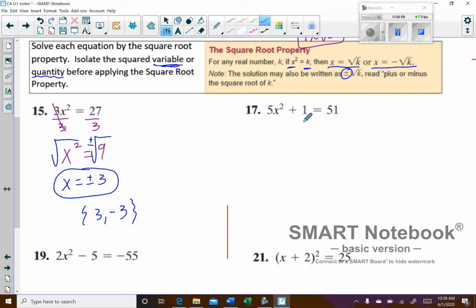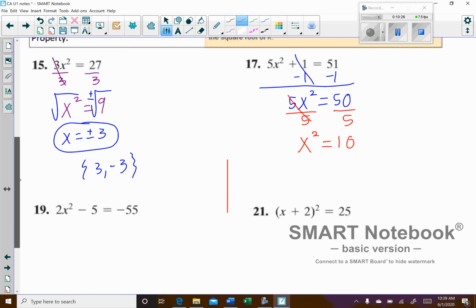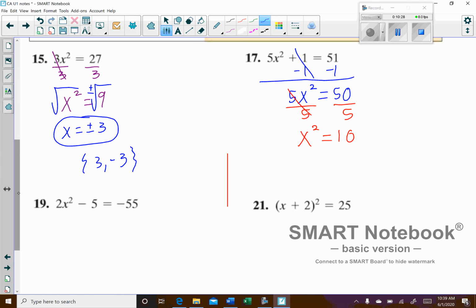Our next example, to get started, we'll go ahead and subtract 1 from both sides, so that will cancel out. So we'll have 5x squared equals 51 minus 1, that'll be 50. Then we'll go ahead and divide by 5 on both sides, because I'm just trying to isolate my x squared. So 50 divided by 5 is 10. And then next, we'll go ahead and square root. I've got to put that plus minus. So we're going to have x equals plus minus square root of 10.